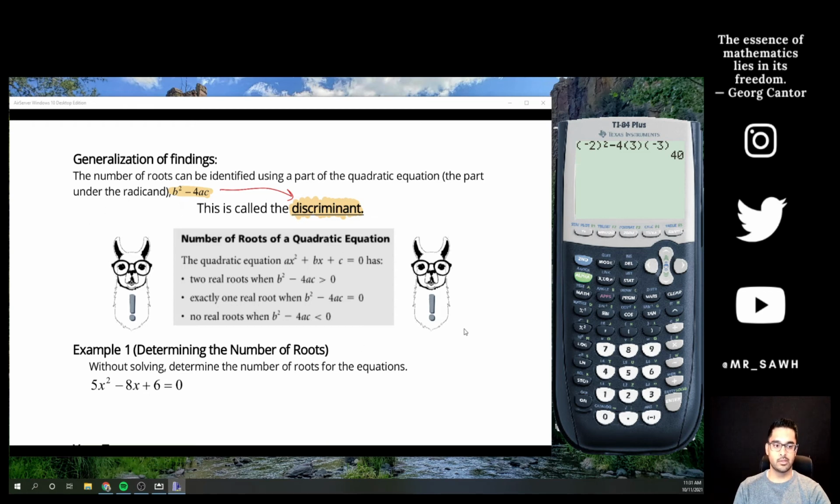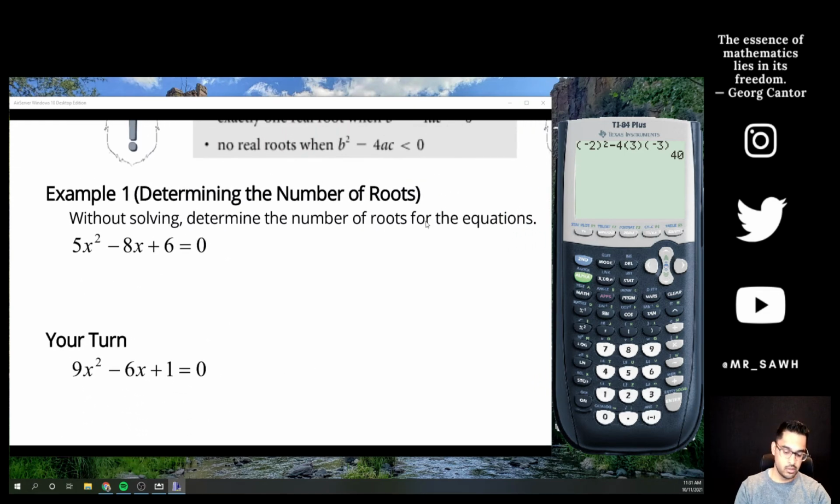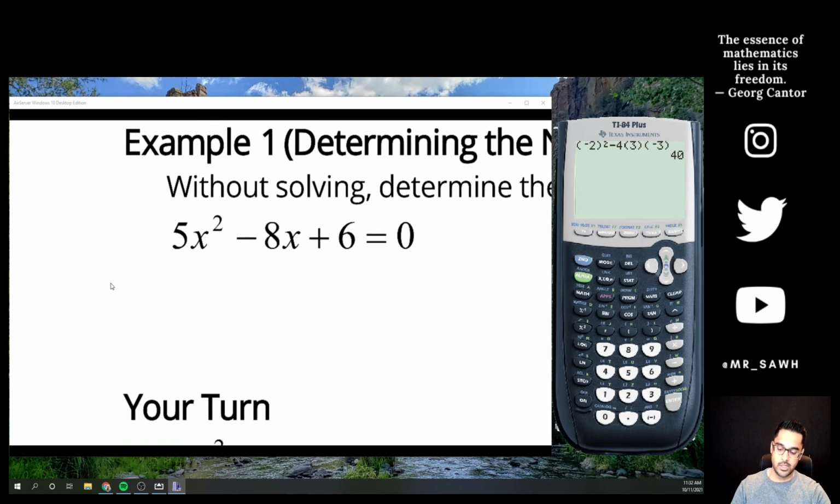It'll tell me how many intercepts I have without even solving them. It won't tell me what they are. I'm just going to know if any exist. So without solving this, we can determine the number of roots, not what the roots are, just how many. So we still need those numbers.